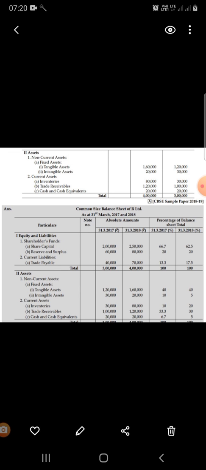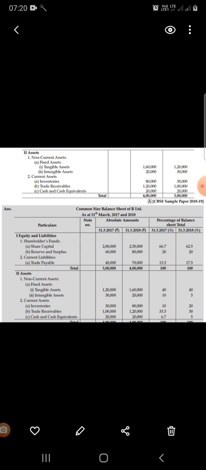Similarly, in case of reserve and surplus, for the year 2017, we divide 60,000 by 3 lakhs into 100. We get 20%. And for the year 2018, the reserve and surplus percentage of balance sheet we can easily calculate by dividing 80,000 by 4 lakhs into 100. We got 20% as the answer.